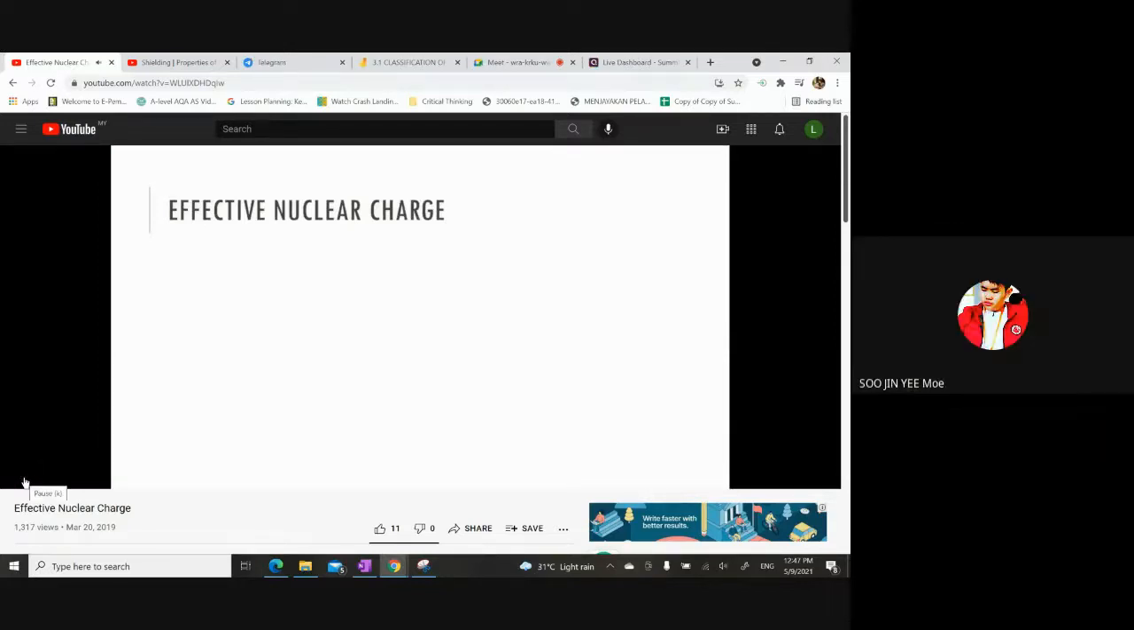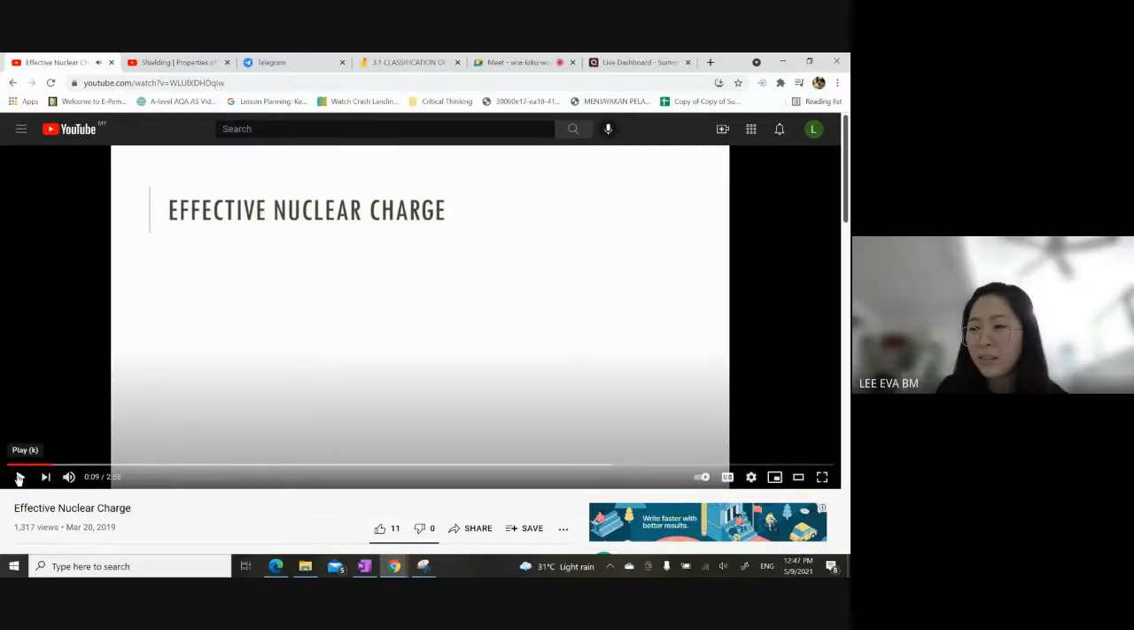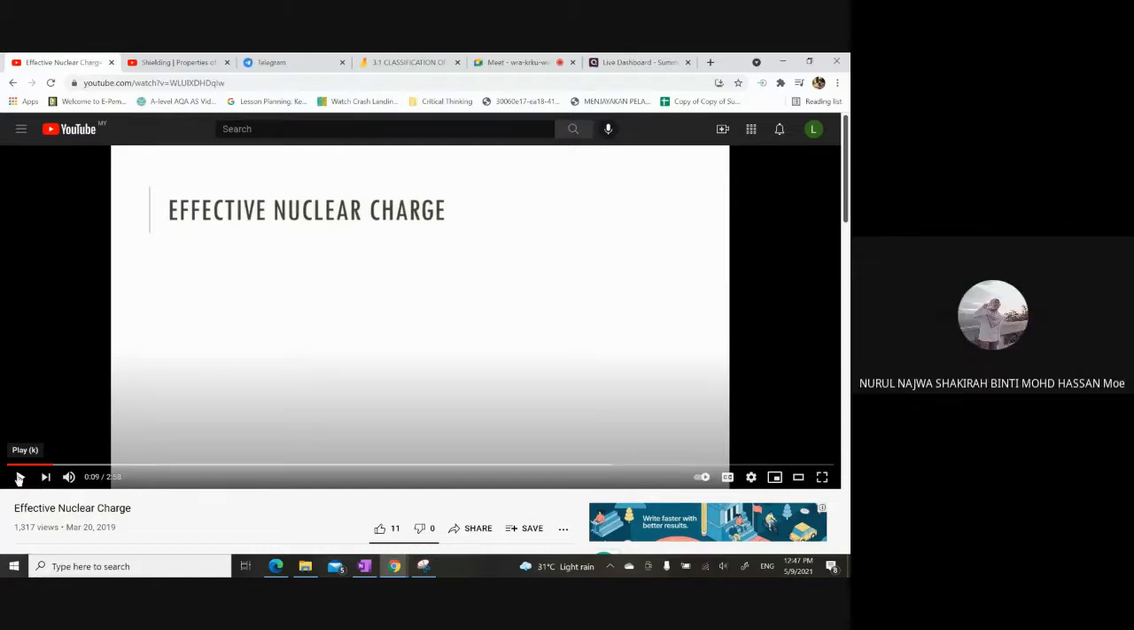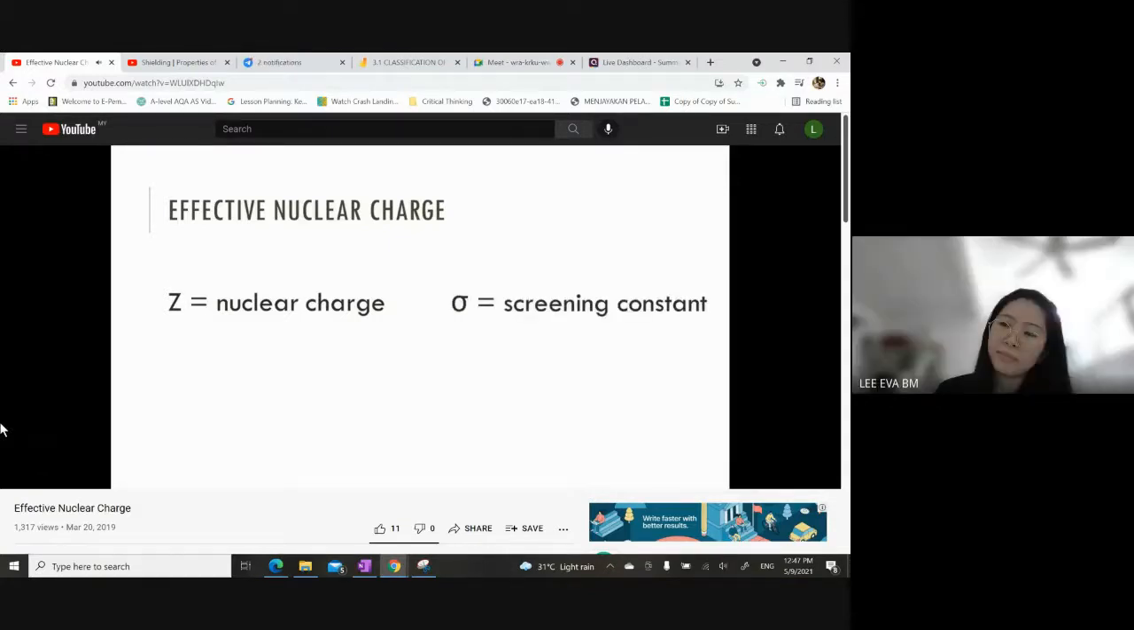To find the effective nuclear charge of an atom or ion, two variables are important. These variables are Z, the nuclear charge or number of protons, and sigma, which is the screening constant. We use these two variables in the following formula in order to calculate the effective nuclear charge, Z effective.